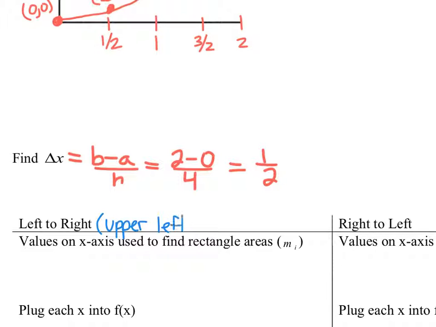left vertex of the rectangle is on the curve. I kind of painted myself into a corner there.